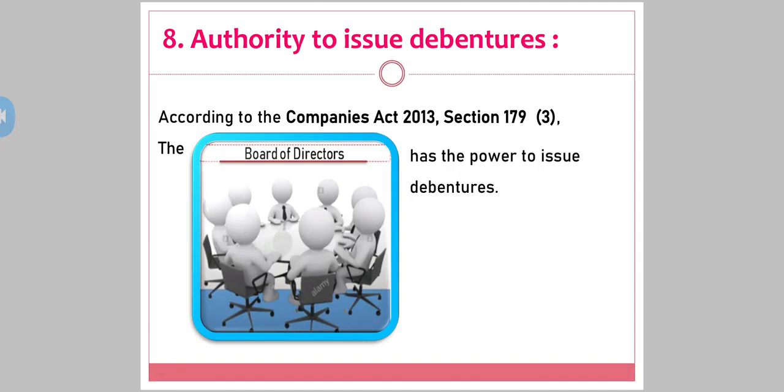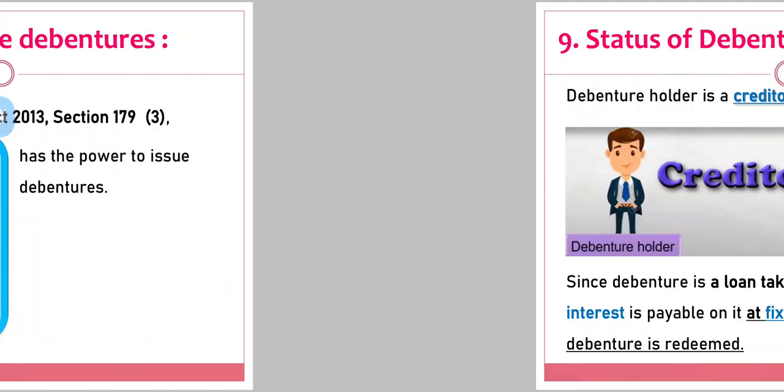After a certain period of time, the company is working well, the company wants to expand, and at that time the company requires additional capital. At that time, the board of directors will decide to borrow certain money from the public, and in this they will issue debentures to the public.